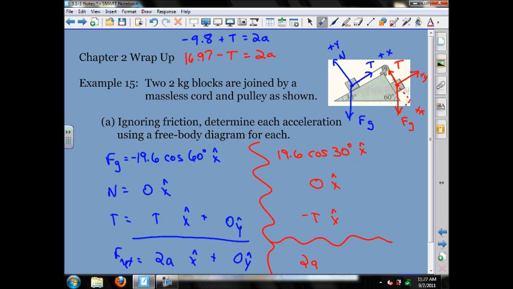This system is very easy to solve because one's plus T, one's minus T. So I can just go ahead and add those two equations together, right? These just cancel out and solve for a. Go ahead and do that, see what you get for a. What do we get for a? 1.79 meters per second squared.